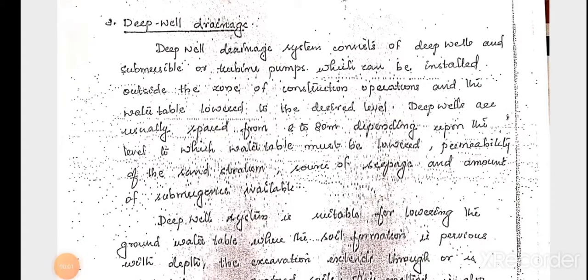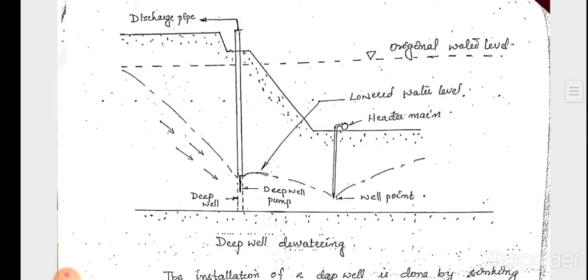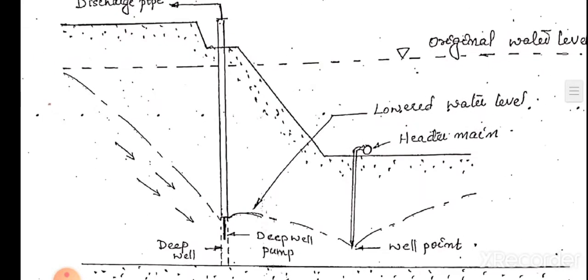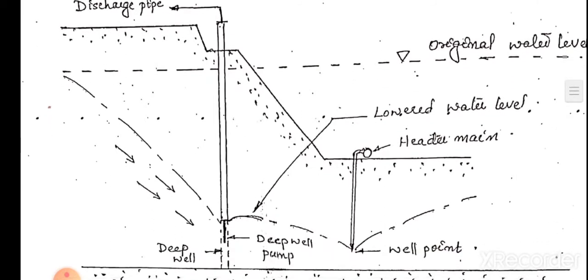Deep well drainage. A deep well drainage system consists of deep wells and a submersible or turbine pump. This is a figure showing a deep well dewatering. This is a deep well, which consists of a discharge pipe with a large depth. By using this long discharge pipe, which acts as a deep well, we can pump the water out and thereby lower the groundwater table.